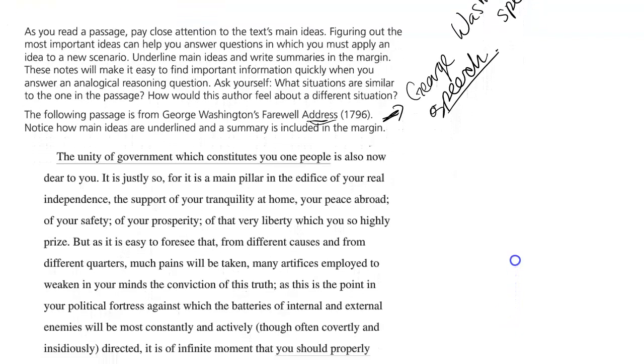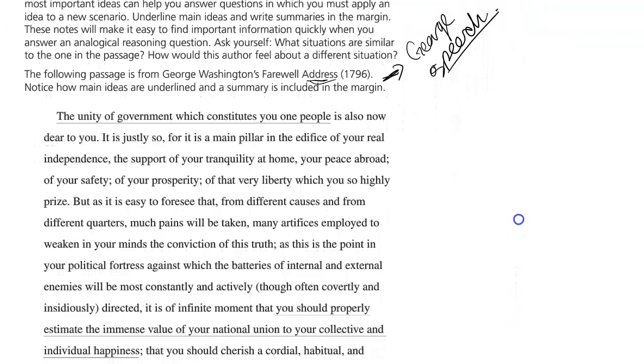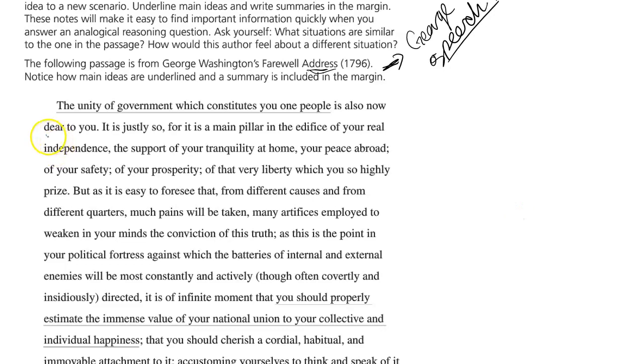The unity of government, which constitutes you one people, is also now dear to you. And so we also notice that the topic of this passage so far is unity of government. And we can tell that the author, George Washington, or the speaker, feels very fondly about unity of government because he says that it's dear to you. And so he's pushing for more unified government.